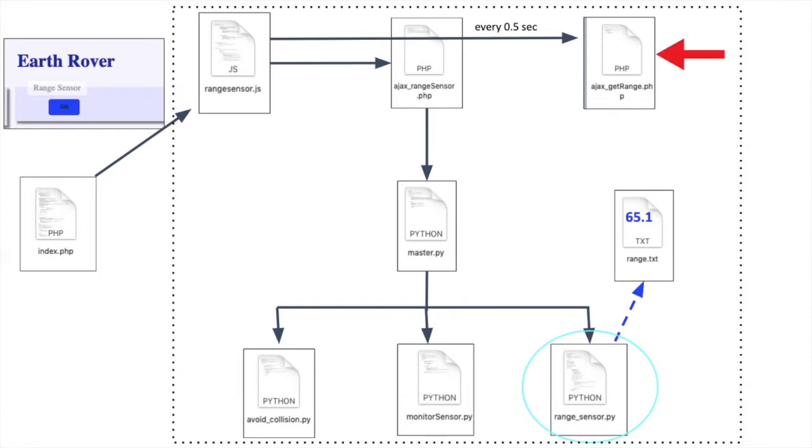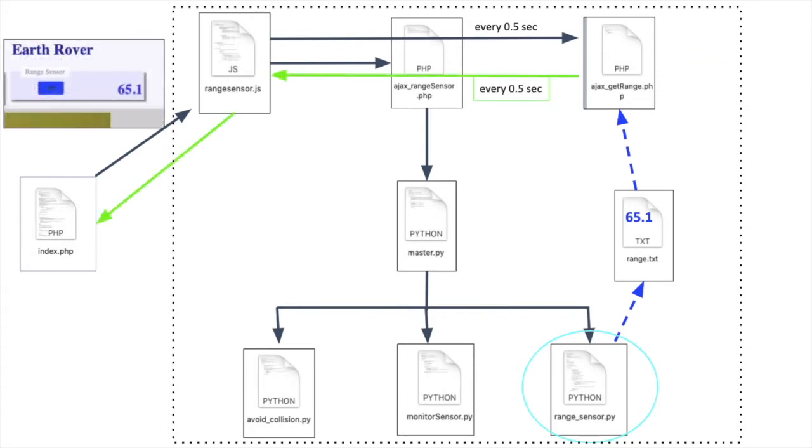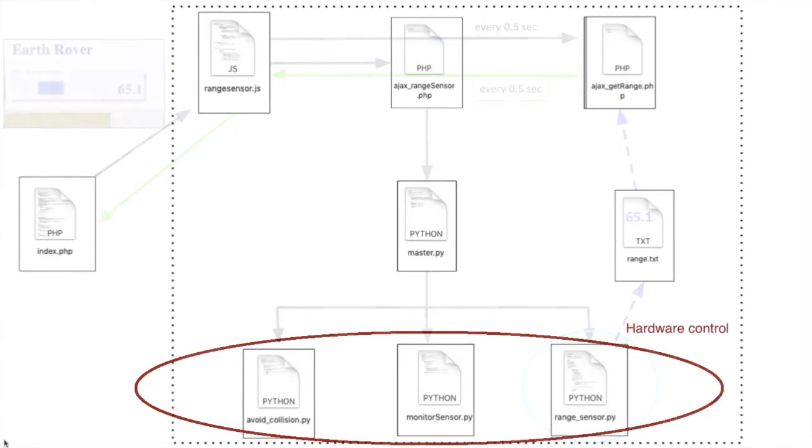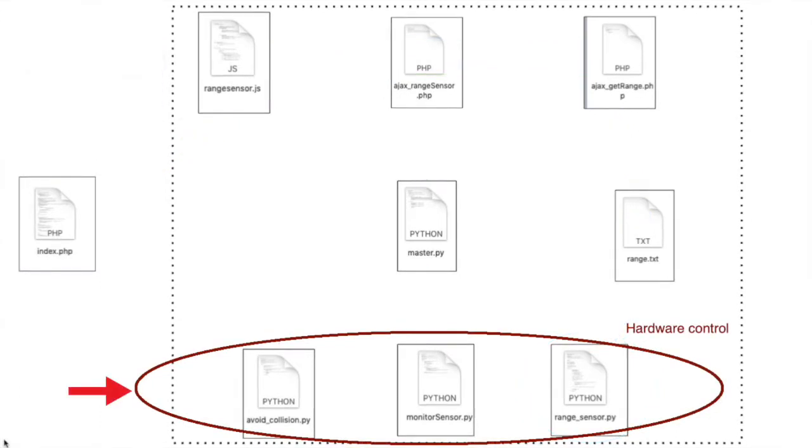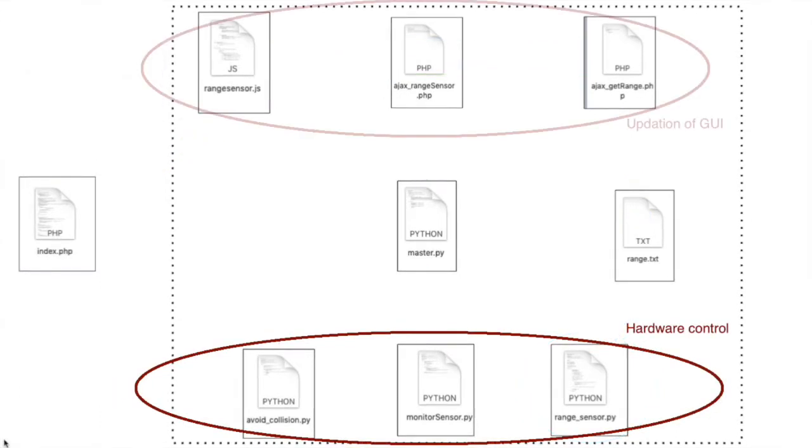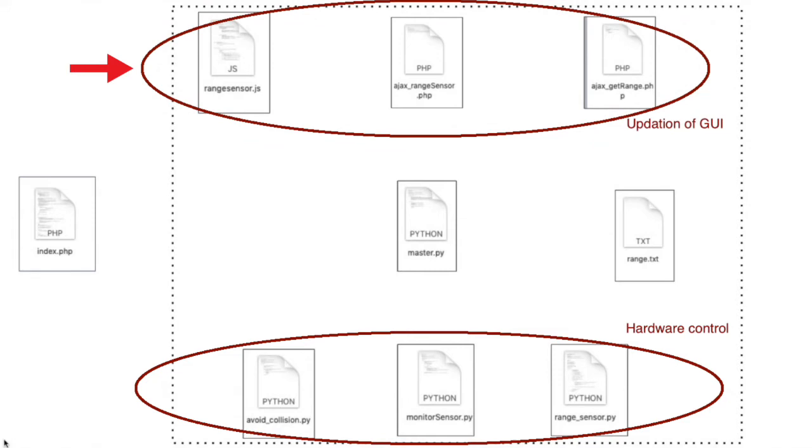Now the second PHP file, which was invoked by the JavaScript file, simply reads the distance value from the range.txt. This distance value is collected by the JavaScript file and shown on the GUI. The JavaScript file collects this information every half a second and keeps the GUI updated. So basically, these Python files are responsible for hardware control, and these files are responsible for updation of the GUI.